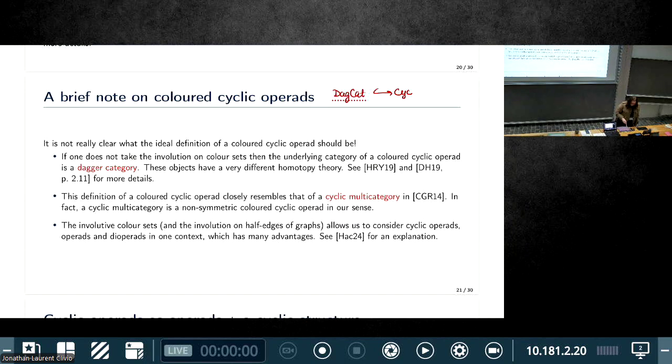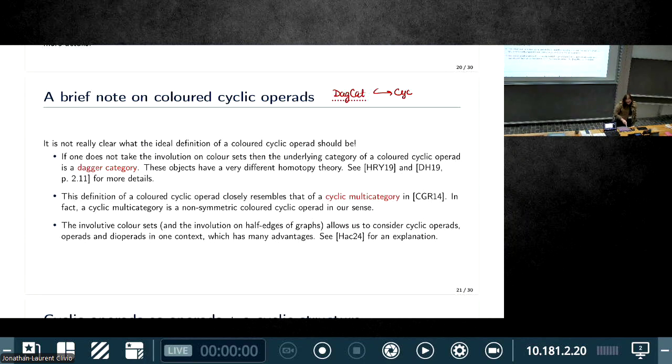The definition we've chosen of a colored cyclic operad closely resembles that of a cyclic multi-category. This is in a paper by Eugenia Cheng, Nick Gurski, and Emily Riehl from 2014. In fact, what they call a cyclic multi-category is just a non-symmetric colored cyclic operad. That means I forget all the symmetries, but I do keep the cyclic action. And otherwise, you get something called a cyclic multi-category.